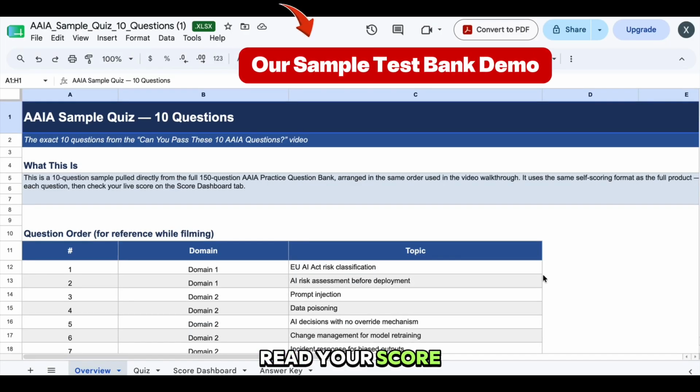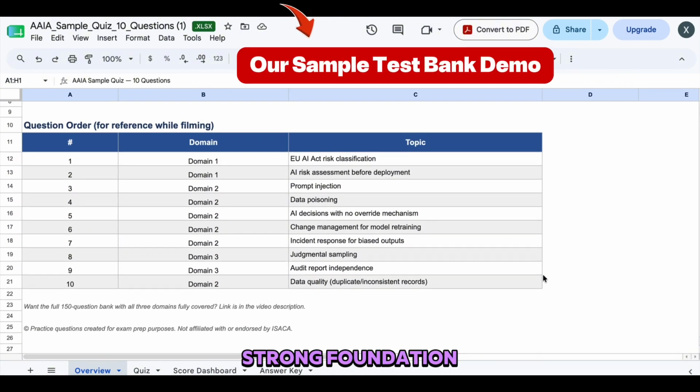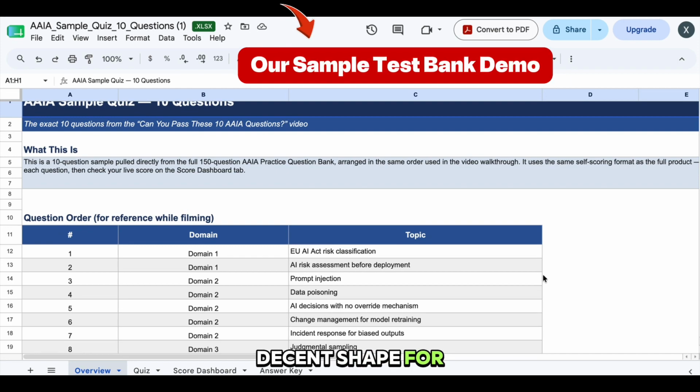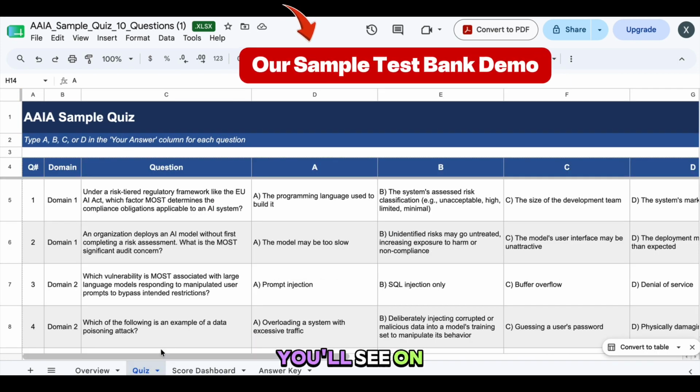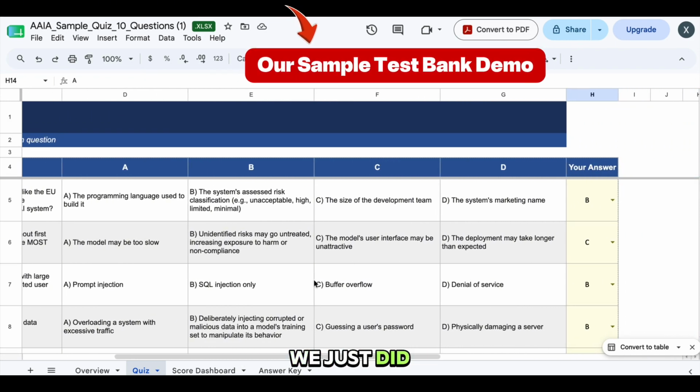Here's how to read your score. 8 to 10 correct. You've got a strong foundation. You're probably in decent shape for Domain 1 and 3, but that's only 10 questions out of the 90 you'll see on exam day, spread very differently across domains than we just did.